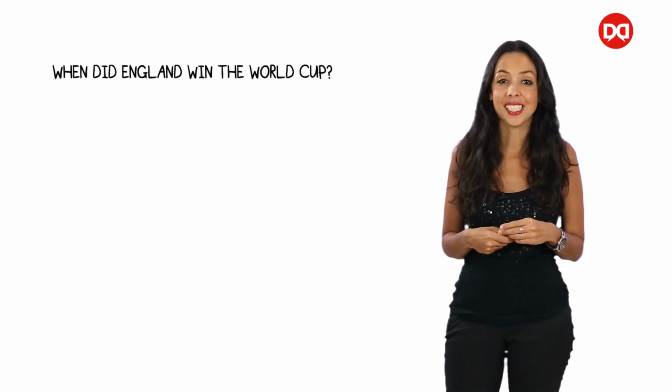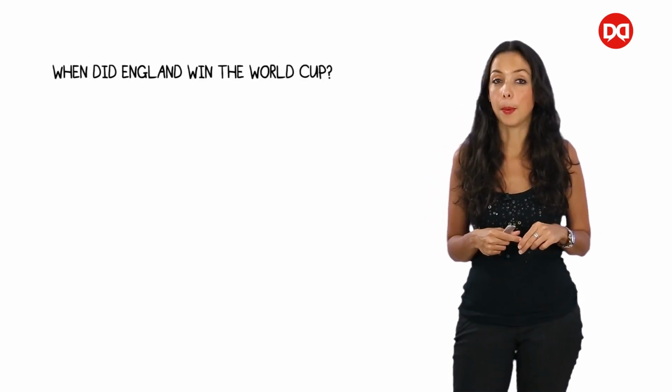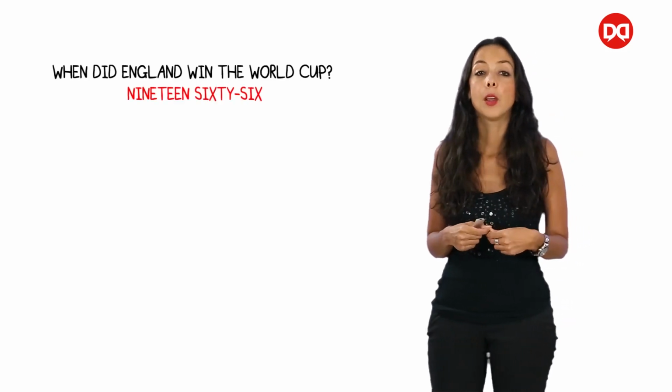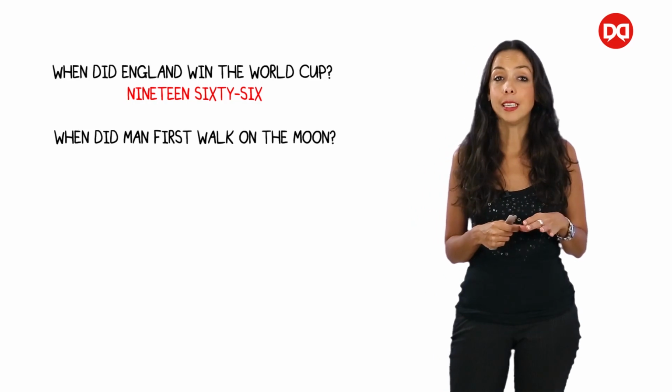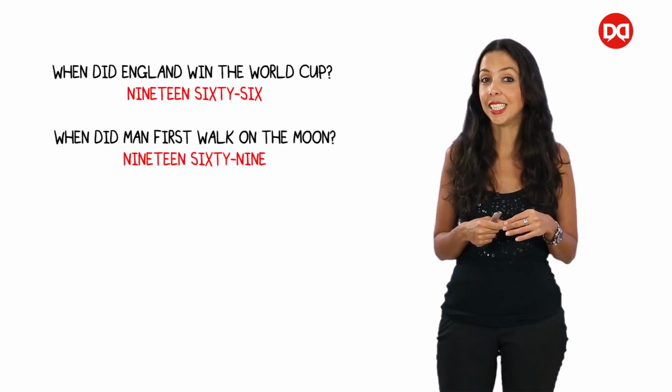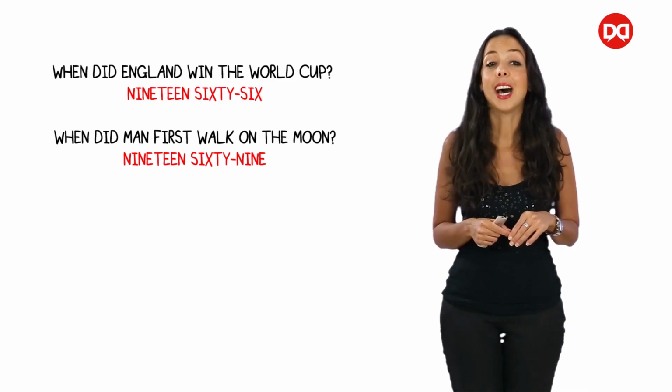Okay, a little quiz now. So practicing the years, okay? I'm going to ask you some questions and I want you to think what year these events happened in. Okay, number 1. If you know a lot about football, you should know this. When did England win the World Cup? In 1966. When did man first walk on the moon? 1969.